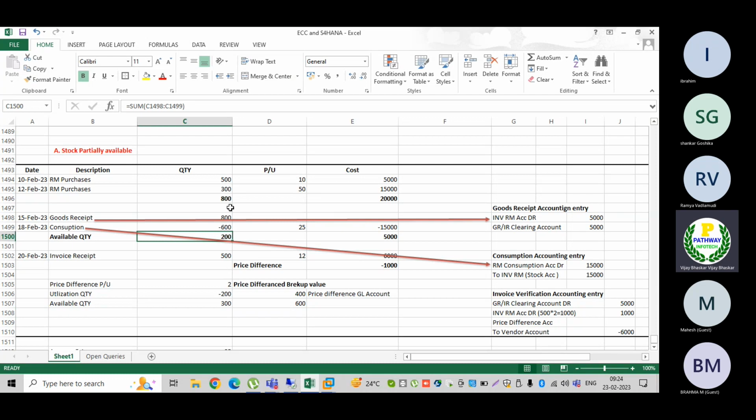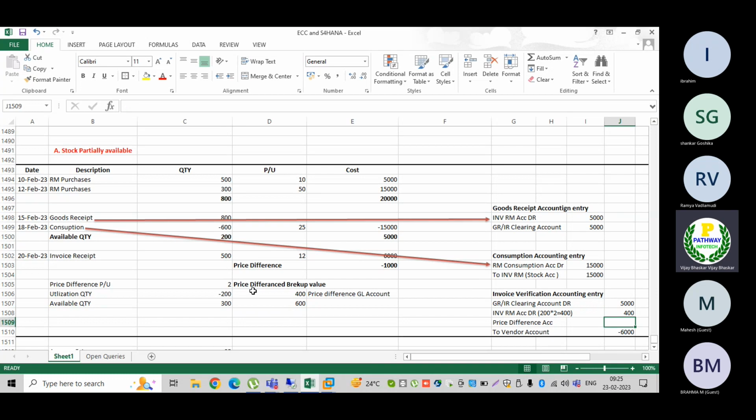Now the total. So inventory raw material 200, which I am going to show in the inventory account. But how will the inventory account be shown? What is the available quantity here? Available quantity is 200 kgs. 200 kgs into 2 rupees, what will happen here is 400 rupees. Remember, the available quantity here is 400.